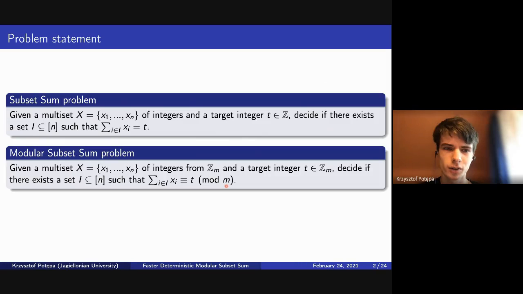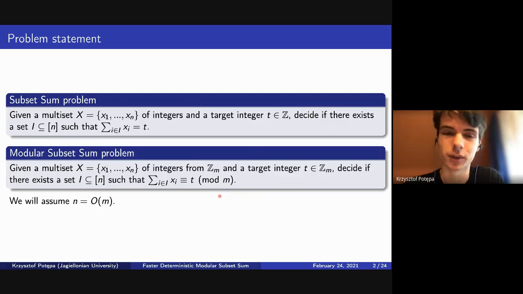And we're actually interested in algorithms that return all possible subset sums. We're not given a single target integer t, but we want to compute all possible integers t. And we'll assume that n is of order m. This is because, first of all, we can do a simple reduction, so it holds, and it's easier to think about complexities later. We don't need to think about n.